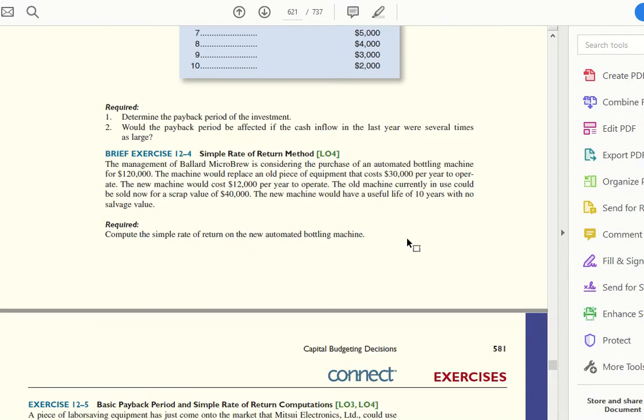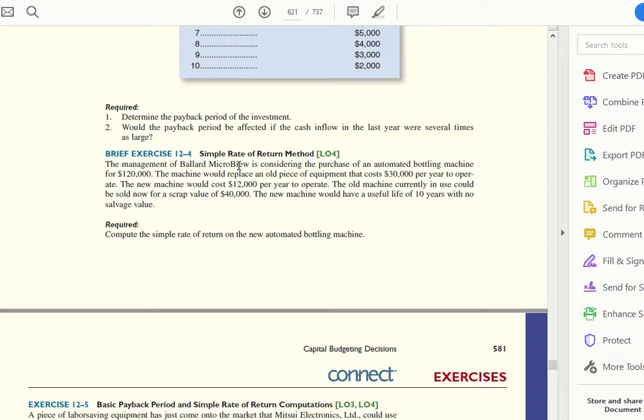12.4, simple rate of return. We haven't gone over this. I don't think it's going to be a large focus for the exam because it is a simple rate of return. But I do want to help you through this problem. Compute the simple rate of return on the new automated bottling machine.